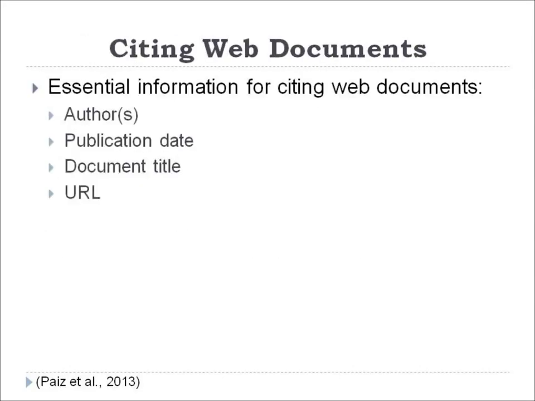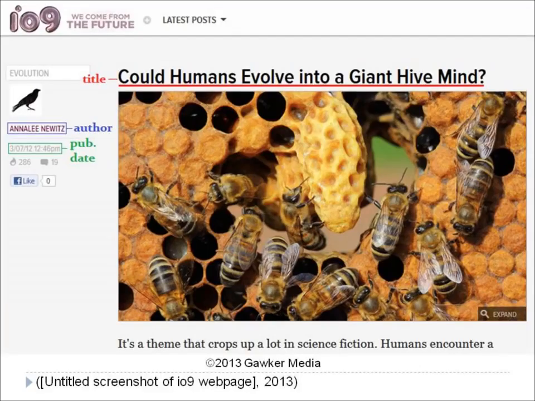Now we will learn how to cite web documents. For this, we will need to know the author of the document, publication date, title, and URL. As you can see, the title here is centered and more visible than the other information in the left margin. You will find the URL in your address bar.